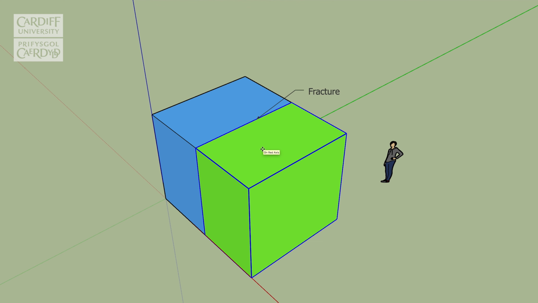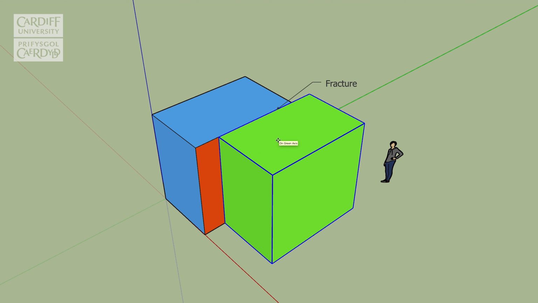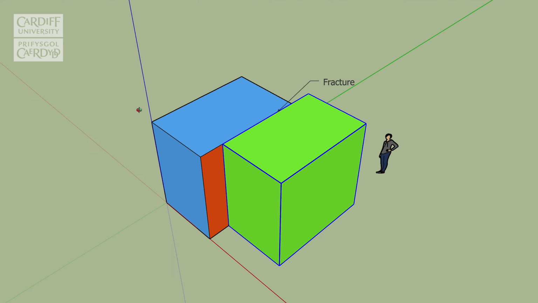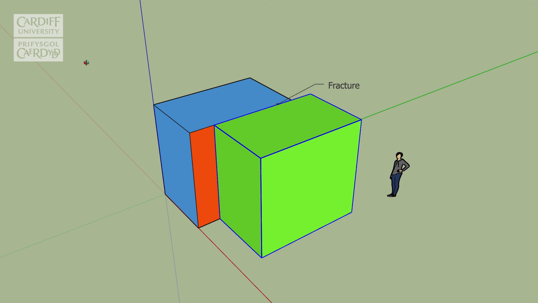Equally, we can slide the two blocks of rock on either side of the fracture relative to each other so that there is a shear displacement, and we call that a shear fracture.